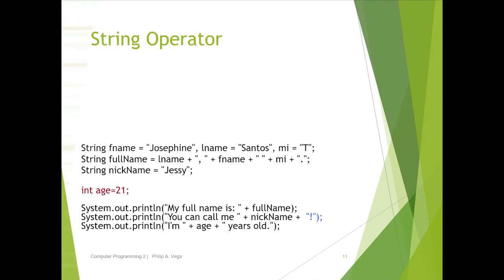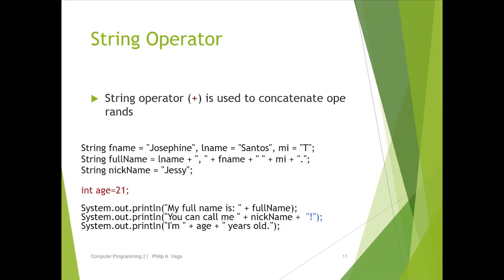For string operators, if you want to add two strings together, for example, a string and a text or a variable, you need to use a string operator. Let's just use a sample given.